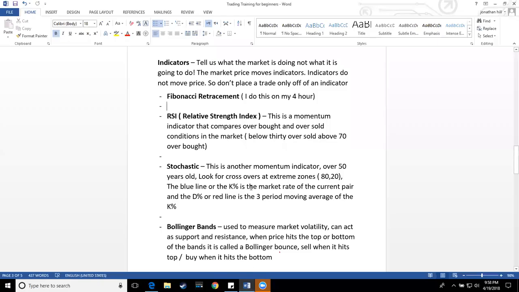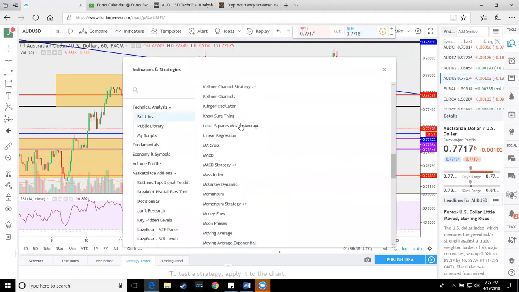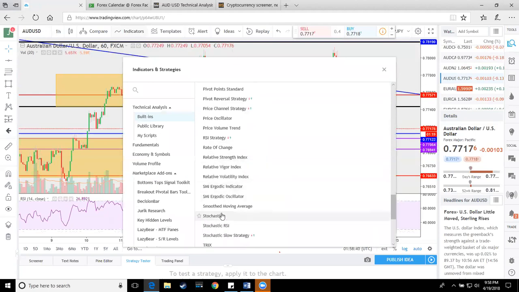So come back here. Now stochastics. Stochastics is another moving indicator. It's over 50 years old. People have been using it forever trading forex. So come up here. Come down to stochastics.